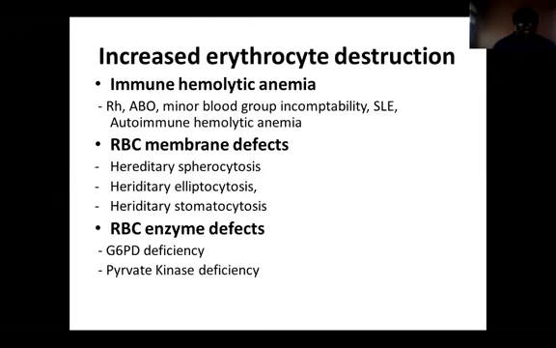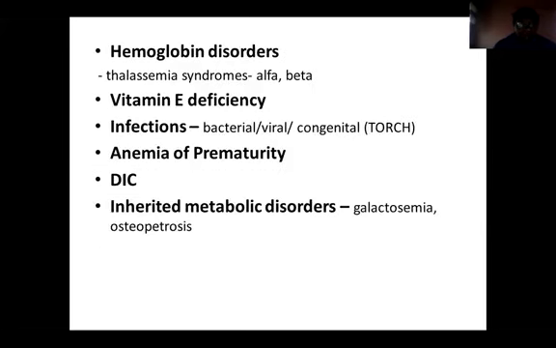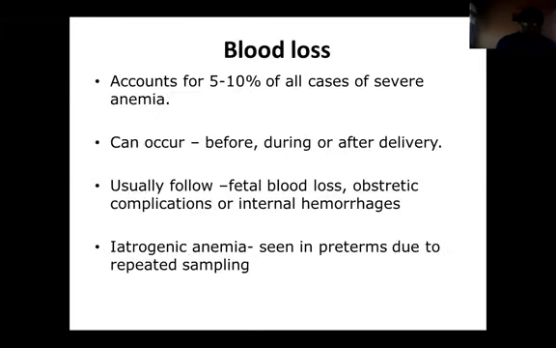Next is increased erythrocyte destruction. It can be because of immune hemolytic anemia, where we have Rh isoimmunization, ABO and minor blood group incompatibility, SLE, and autoimmune hemolytic anemia. It can be membrane defects, hereditary spherocytosis, elliptocytosis. It can be because of RBC enzyme defects, most commonly G6PD and pyruvate kinase. It can be hemoglobin disorders, that is thalassemia syndromes, or vitamin E deficiency. It can also be because of infection, anemia of prematurity, DIC, and inherited metabolic disorders like galactosemia and osteopetrosis. This is a huge list of causes of anemia in neonates.